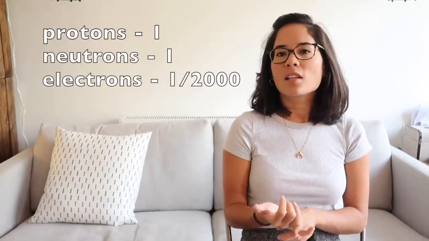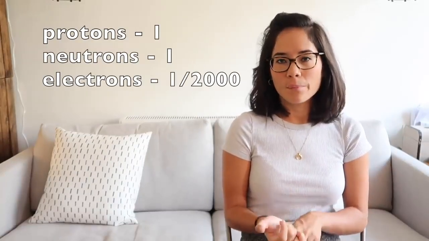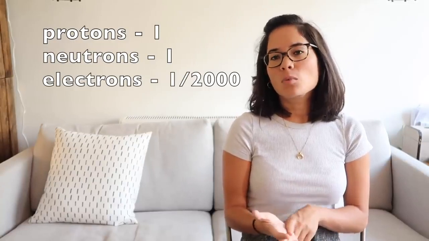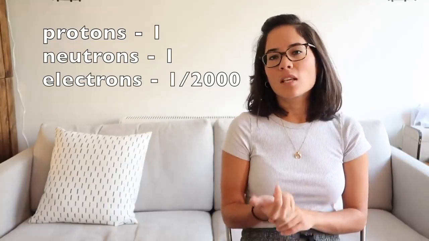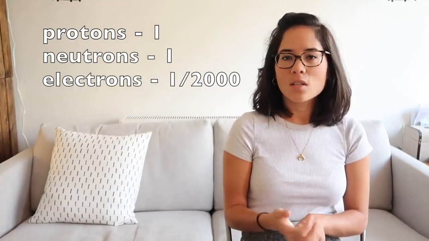So let's compare the masses and charges of protons, neutrons and electrons. So protons and neutrons both have a mass of 1, so they're much heavier than electrons, and that's why we say most of the mass is found in the nucleus of an atom. An electron has a much smaller mass, and different examples will say different things, but I tend to say that it has a mass of 1 divided by 2000, so a very small number indeed.